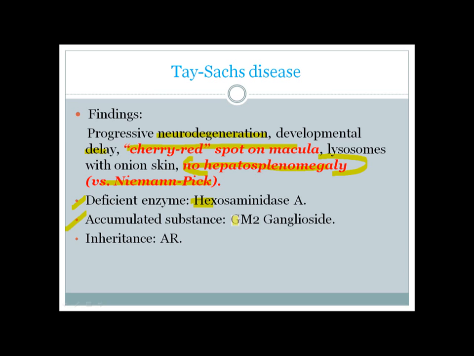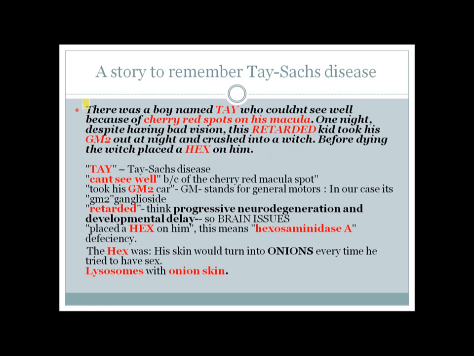Accumulated substance is GM2 ganglioside, and most of the patients with lysosomal storage diseases have an autosomal recessive pattern of inheritance. So here goes the story again for you. There was a boy named Ty who couldn't see well because of cherry red spots on his macula. One night, despite having bad vision, this retarded kid took his GM2, the car, out at night and crashed onto a witch. Before dying, the witch placed a hex, which is actually a curse, on him.